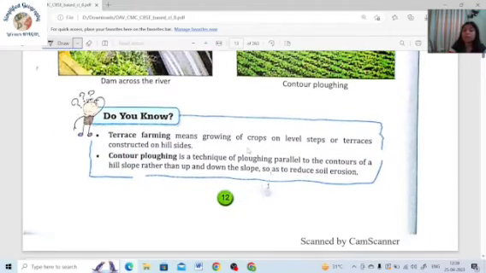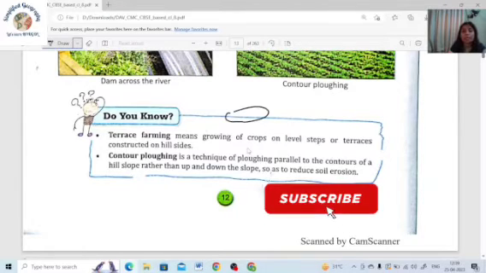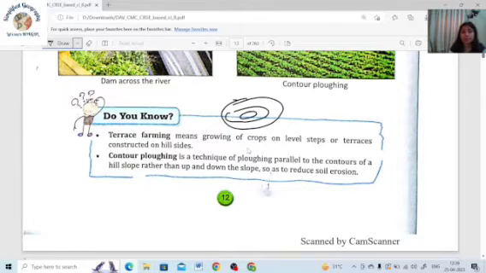Now the difference between terrace farming and contour plowing. Terrace farming is growing crops on the level steps of terraces. So it will look like this. In mountainous terrain, you must have seen this kind of terrace cultivation, and the water can easily drain out through the stairs. These are stair-like structures. This is how terrace farming can be done, and we can restrict soil erosion.